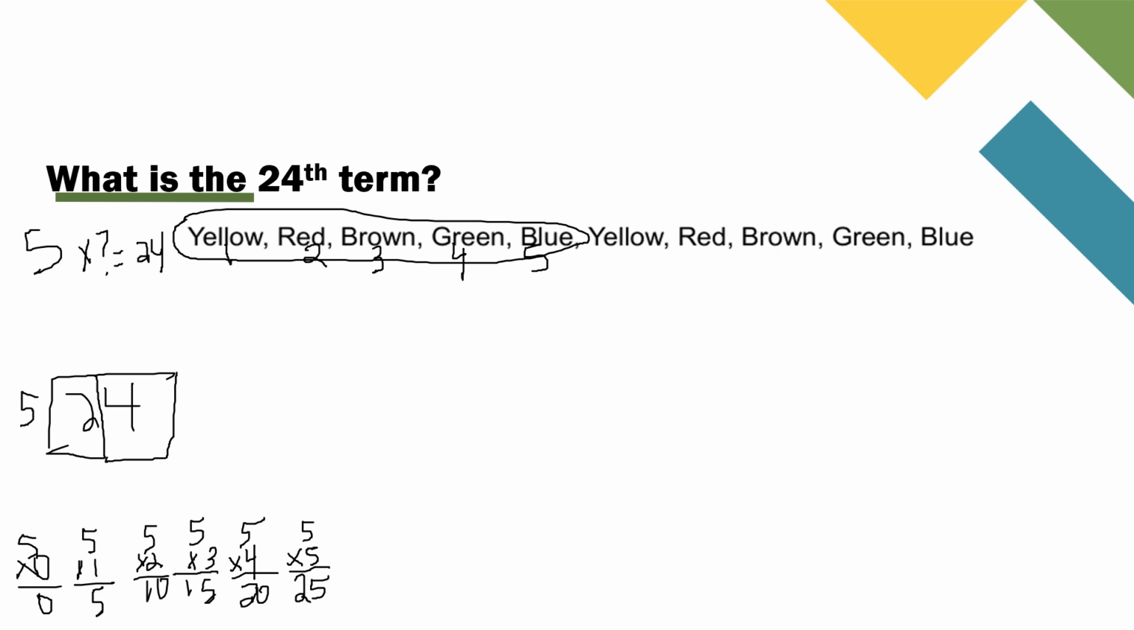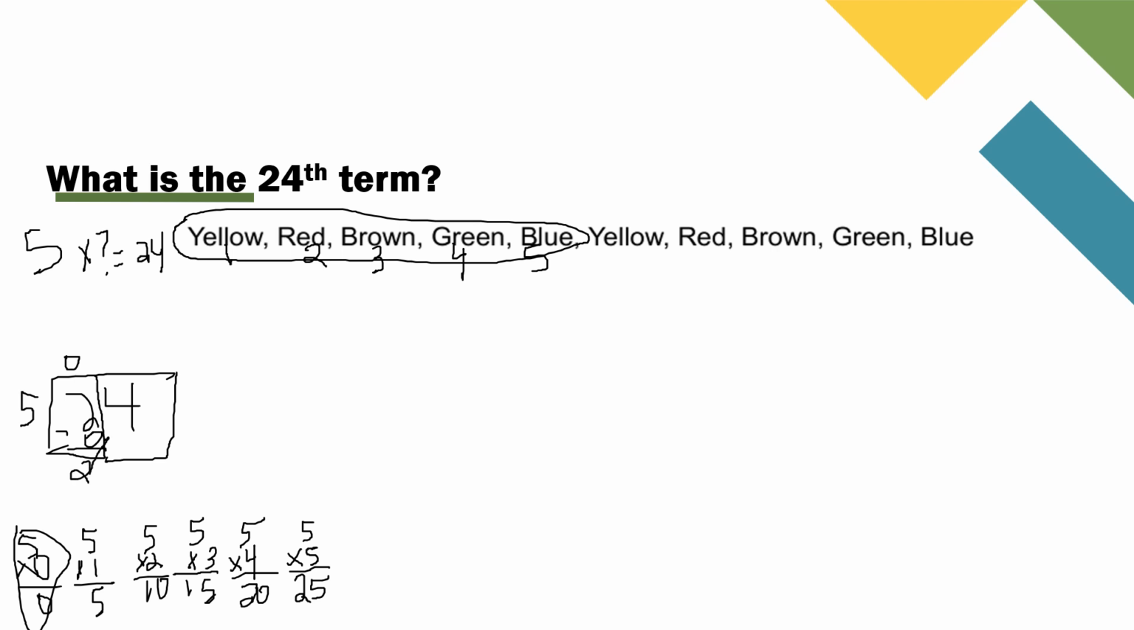So I start in the first box with my first digit. 5 times something equals 2. The closest I can get to 2 without going over would be using 0. So I have to put 0 on top of the box. 0 goes in the box, and I'm ready to subtract. 2 minus 0 is 2.